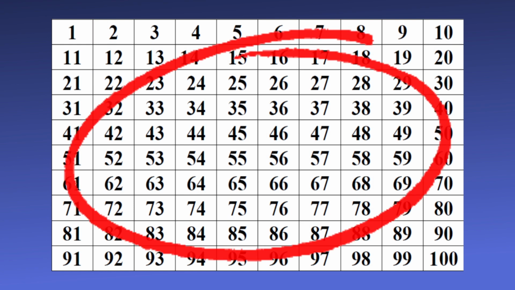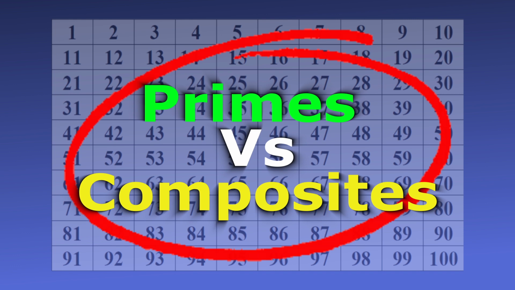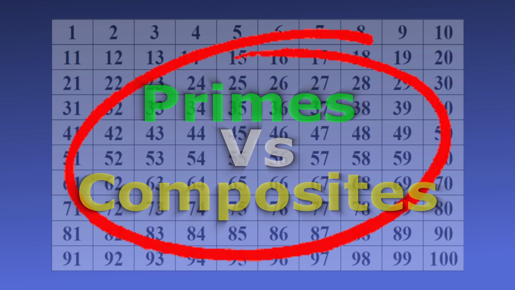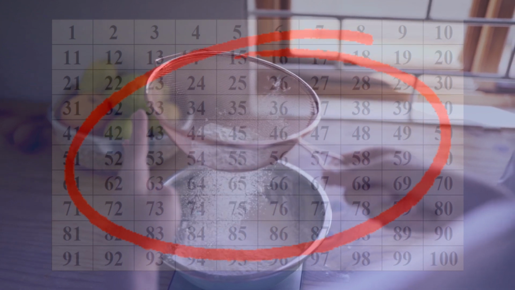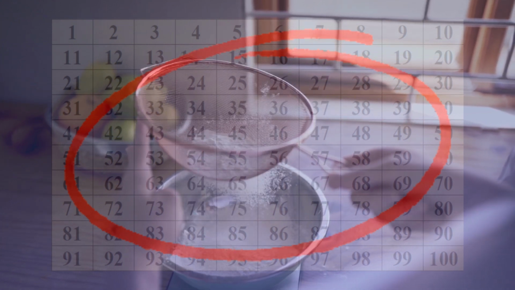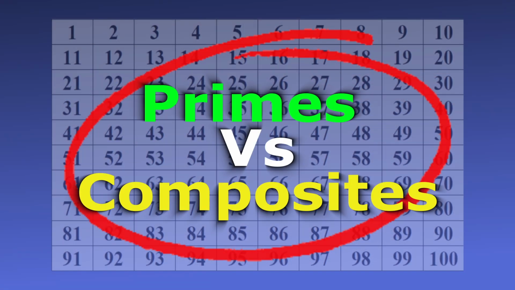What we'll be doing is looking at the numbers from 1 to 100, separating the numbers we need, the primes, from the numbers that we don't need, the composite numbers. Just like a sieve separates two different substances, so you can keep one of the substances and get rid of the other. We keep the primes and get rid of the composites.